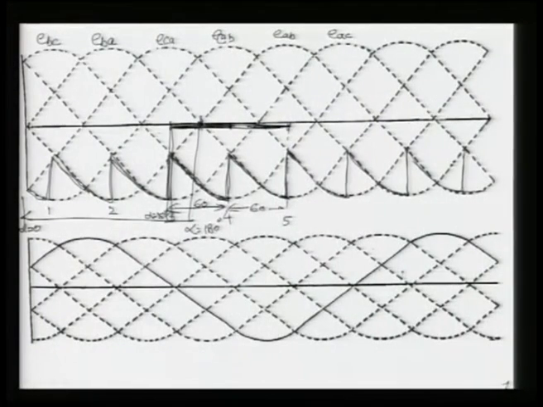Once valve 5 is fired, the voltage across this will be EBC, and you have to see where the EBC is. You can see this EBC is coming all the way here, going here, and suddenly it is coming here, EBC, and it is following this, because this portion is EBC. You see EBC is coming, so it is going here and it will continue.